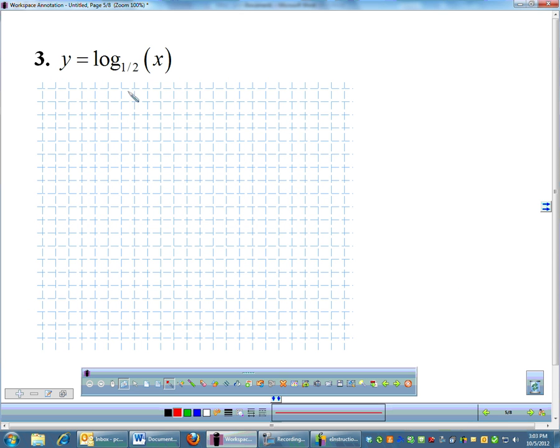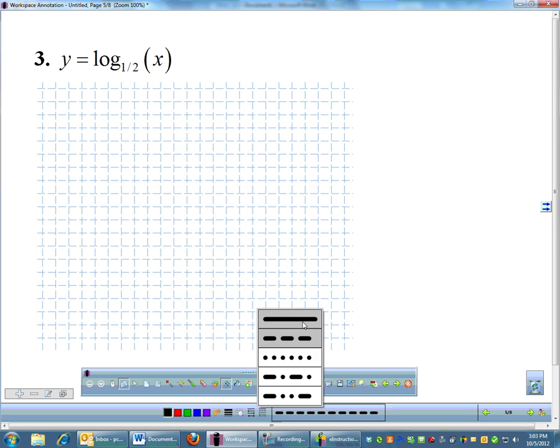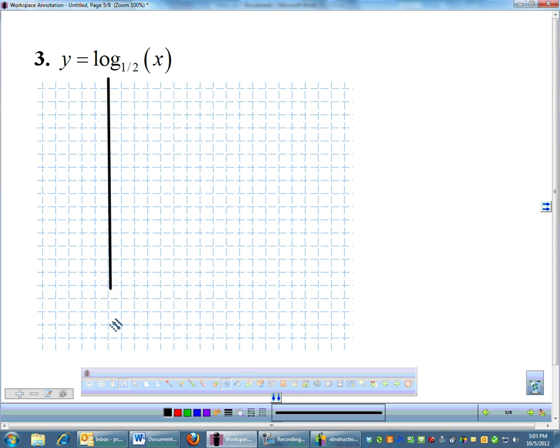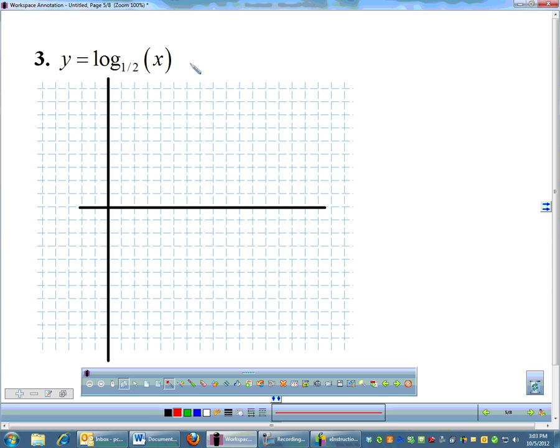Now let's try log base 1/2 of x. Now this one's going to do something a little bit interesting. Let's plot my y-axis. Let's get my x-axis in here. Base 1/2 is still going to go through those same 2 points. They're always going to go through (1, 0) and then (whatever the base is, 1). Well, when you plot those 2 points, (1, 0) is right here, and (1/2, 1) is actually up here.